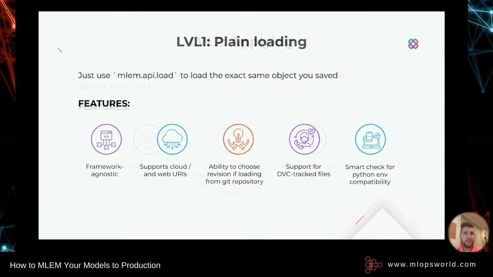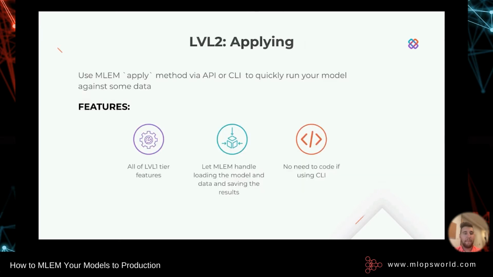Next level is using the MLEM apply method via API or CLI to quickly run your model against some data. Basically, it's the same as loading, but together with running some method. And of course, it has all the level 1 tier features because it's basically the same, but MLEM will handle loading of your model and loading of your data, and it will save the results also. And if you use it via CLI, you don't need to code anything, because you just run some CLI command.